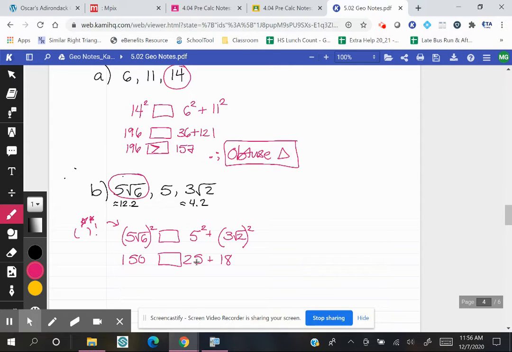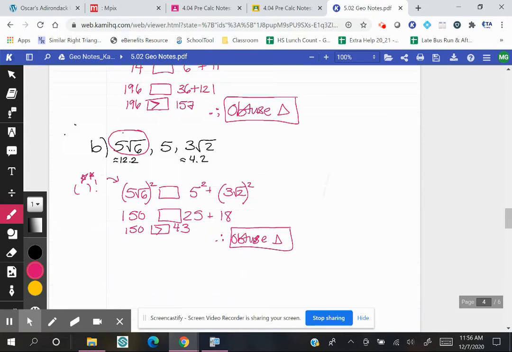All right. And now we're just going to decide, and you should be able to do this part on your own. So pause the video and see if you can get the same answer as I do. All right, so you should have gotten 150, 43, and 150 is bigger again. Therefore, we have another obtuse triangle.